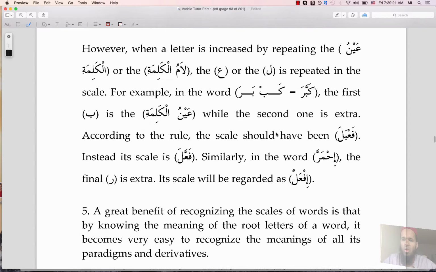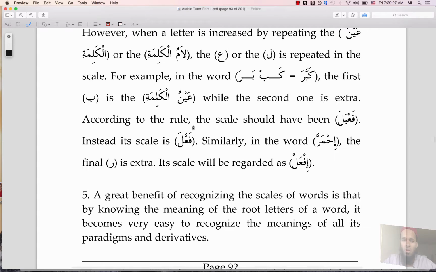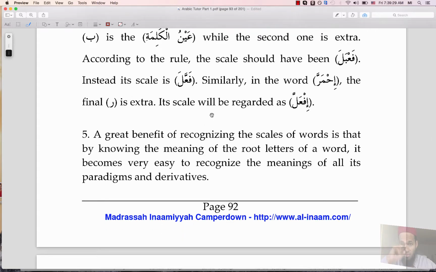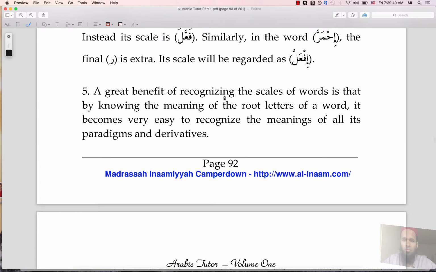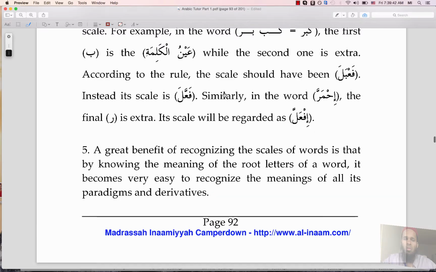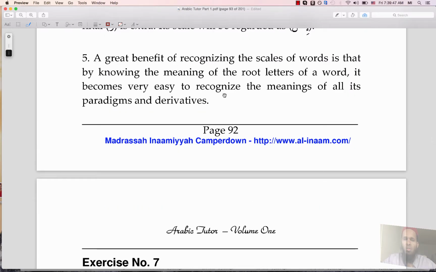Similarly, in the word ihmarra, the final ra is extra. Its scale will be regarded as if'alla. A great benefit of recognizing the scales of words is that by knowing the meaning of the root letters of the word, it becomes very easy to recognize the meanings of all its paradigms and derivatives. So that's definitely helpful. For example, if we're given istansara, the base is nasara, so you know that it's going to be related to some form of help.